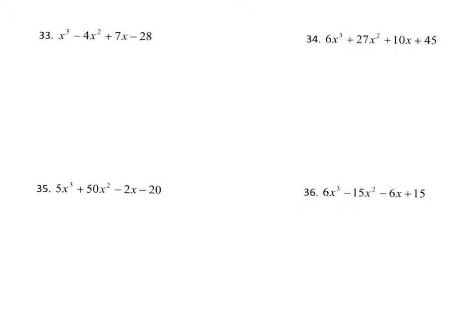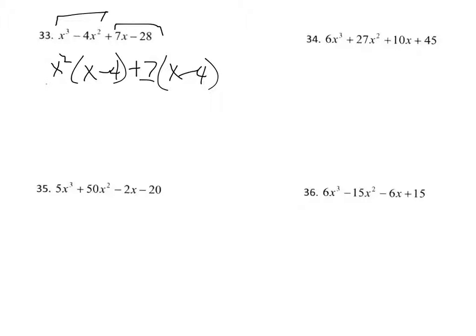These last problems, we have 4 terms. I'm going to factor by grouping by pulling out an x squared. I'll have x minus 4. In the second group, I'll pull out a 7, x minus 4. Putting the outside parts together, x squared plus 7, and bringing down one of the common factors of x minus 4.